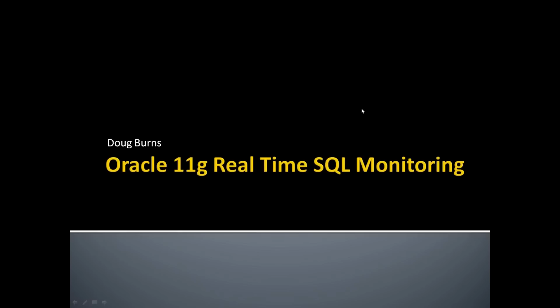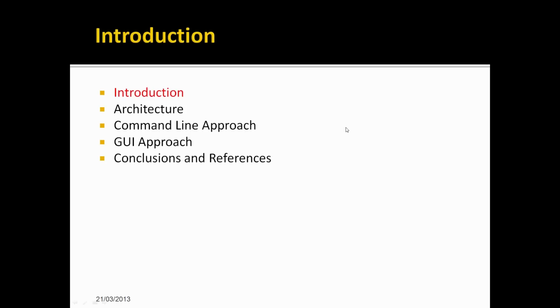I'm going to be talking about Oracle 11g real-time SQL monitoring, and to explain what we're going to be looking at and some of the reasons why I'm going to be talking about it. We'll look briefly at the architecture and what kind of feature it is, and then we'll look at 2 different ways of looking at real-time SQL monitoring. One, a command line approach, and the second one, the GUI approach via Oracle Enterprise Manager. And then towards the end, I'll just wrap up with some conclusions and some additional references that you might want to check out after the webinar.